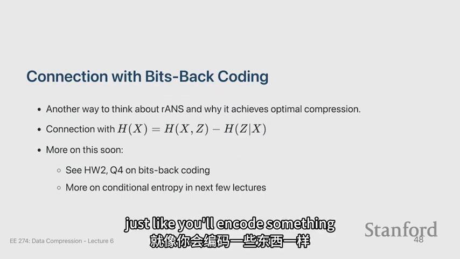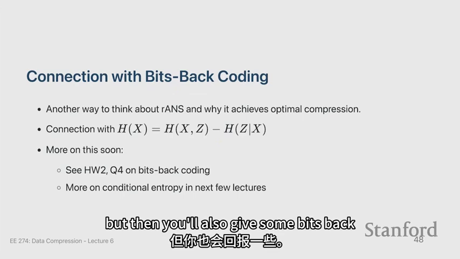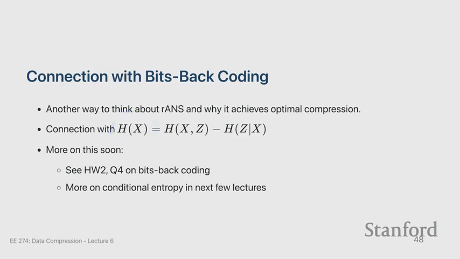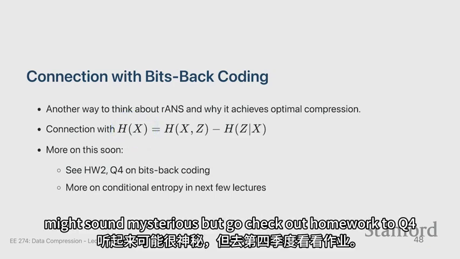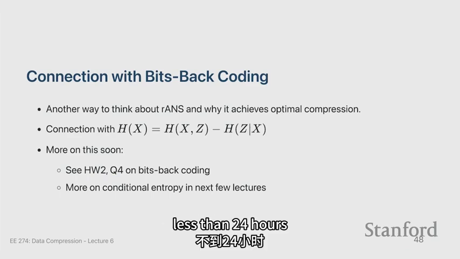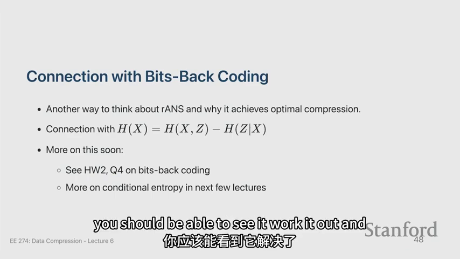Just like you'll encode something, but then you'll also give some bits back to remain close to the very ideal thing. It might sound mysterious, but go check out homework 2 Q4, hopefully soon, less than 24 hours. You should be able to see it, work it out.